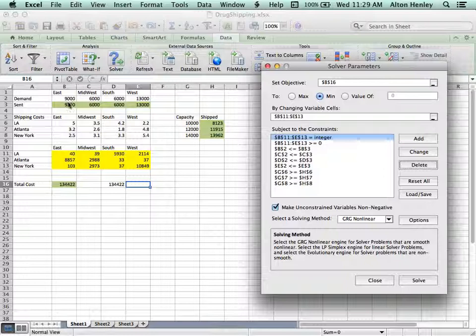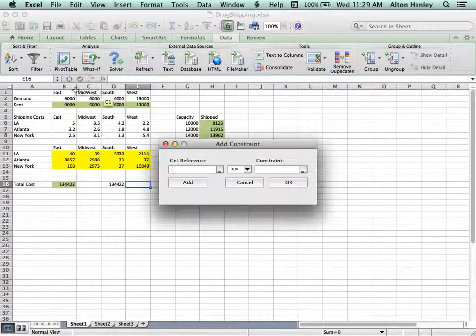If you set the amount sent less than or equal to the demand, what will happen is because it's trying to minimize the cost, it'll actually decide to send nothing. So you really need to set it equal to, which is probably what I should have done, and I can do that now. So I want to add that demand is equal to the amount sent, and that this demand was equal to the amount sent, and so on.